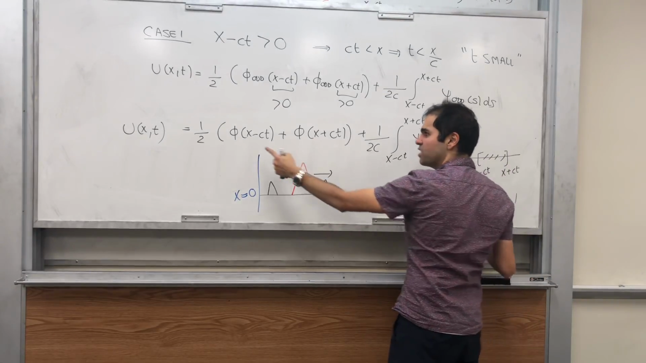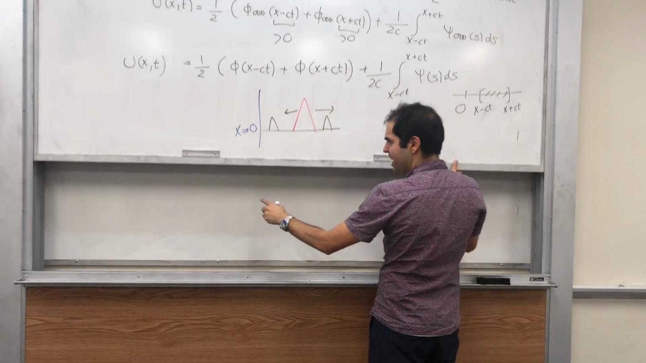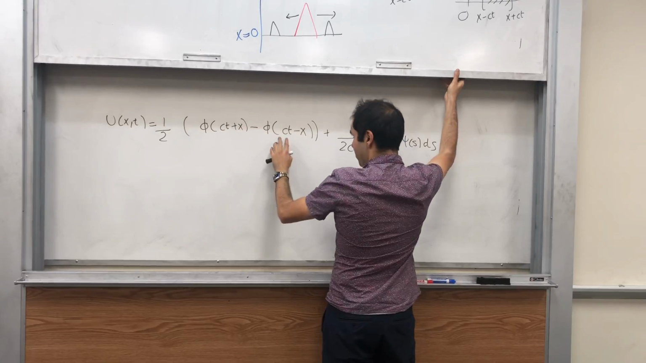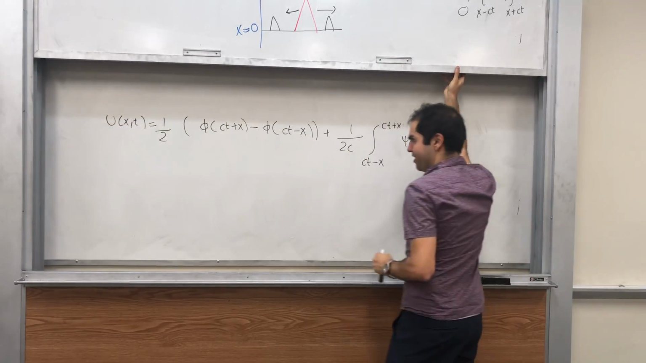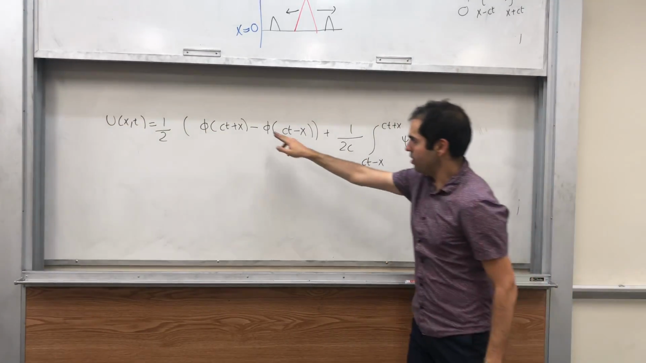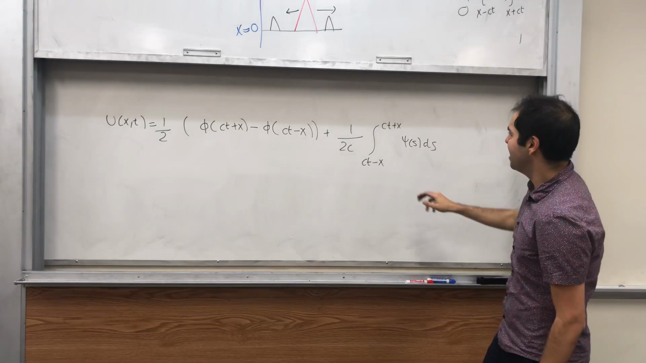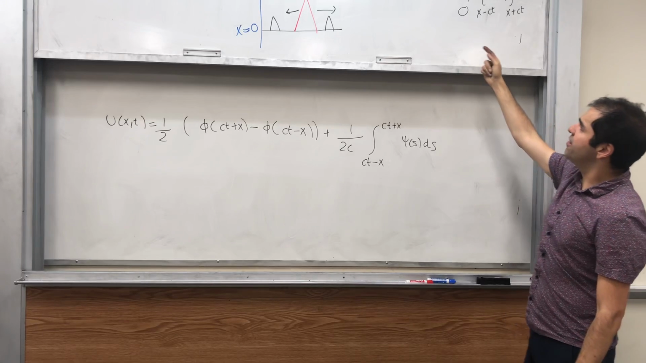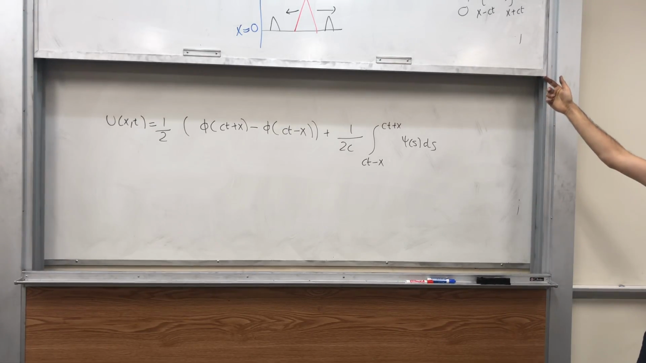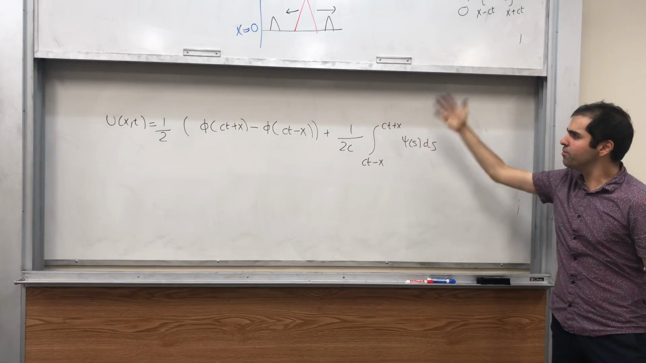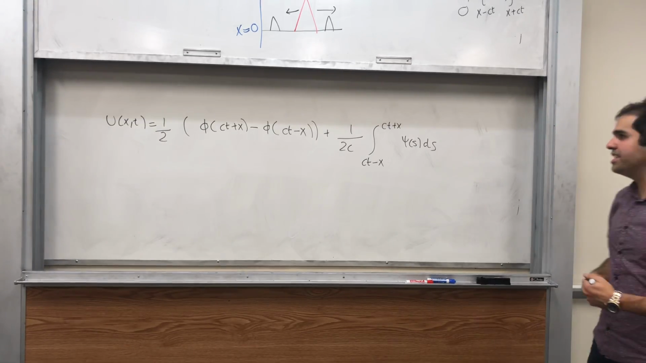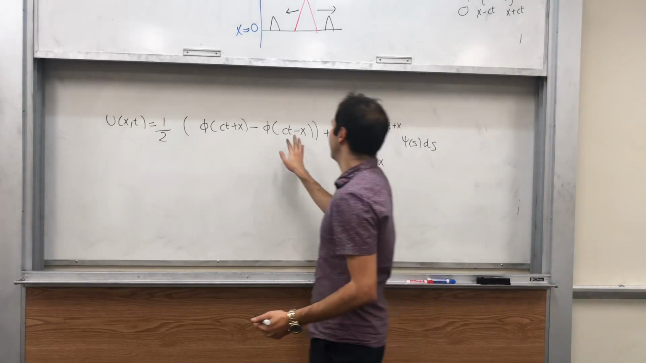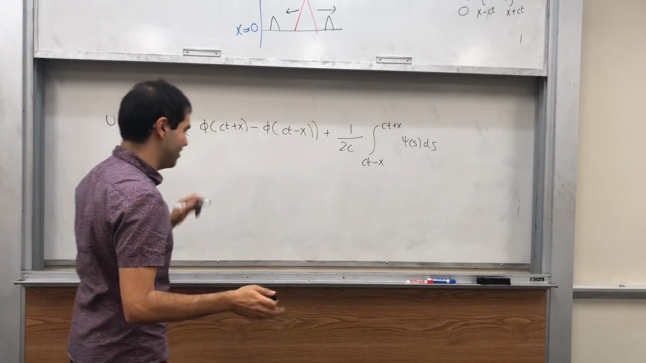First of all, it's not x plus ct and x minus ct anymore. It's ct minus x and ct plus x. We have this extra minus sign. And now, instead of integrating from x minus ct to x plus ct, we're integrating from ct minus x to ct plus x, which is good because now all those terms are positive.